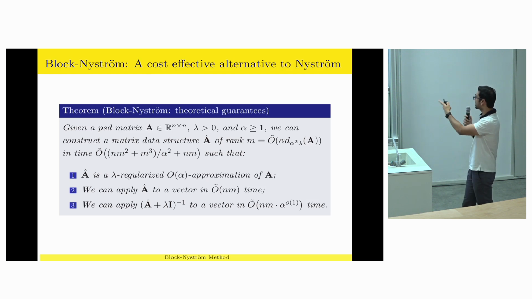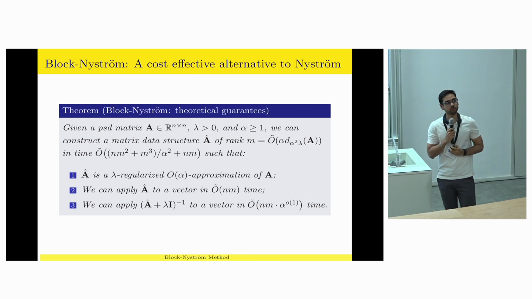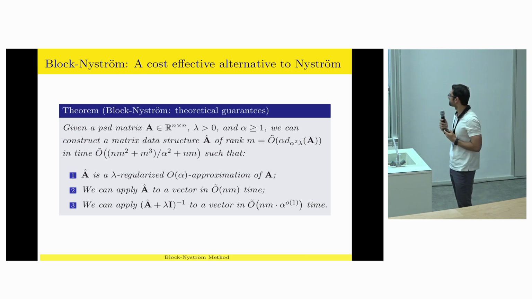First one is we are achieving an alpha approximation. Second property is this data structure can be applied to any vector in linear time. And the third property is we can implicitly invert this block-Nystrom structure. It has some complicated structure, but still we can implicitly invert it in almost linear time. Not exactly linear, but almost linear.